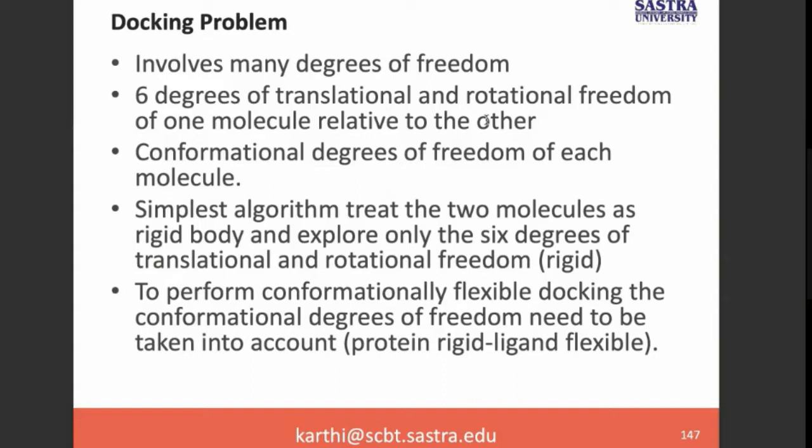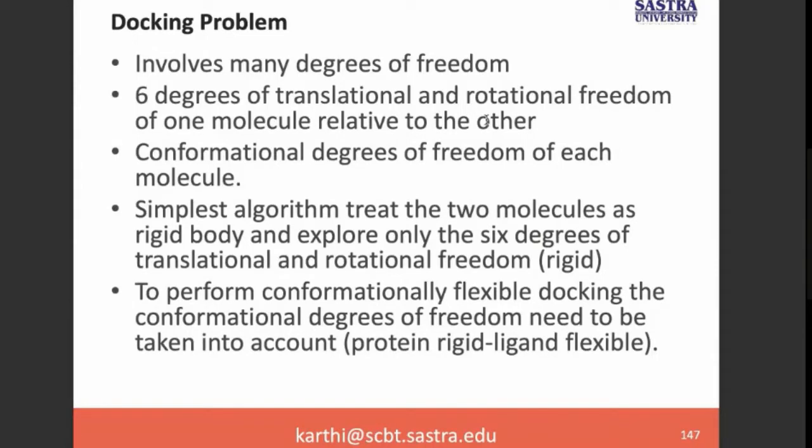Take the protein molecule and move it in the XYZ direction; take the ligand molecule, keep it inside the binding site and move it in the XYZ direction, and rotate the protein or the ligand molecule in the XYZ direction. The ultimate aim of considering these 6 degrees of freedom is to fit the ligand molecule in the proper orientation inside the binding site. Is that understandable? Yes, sir. So those are the 6 degrees of freedom.